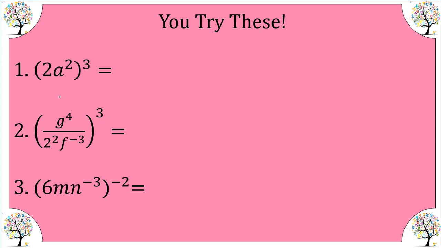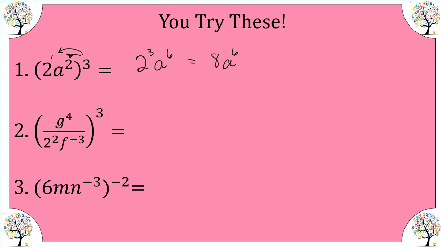Okay, guys, number 1, we have 2 factors, 2 to the 1 and a to the 2nd, and it's all raised to the power of 3. So we are going to multiply 3 times every exponent. 2 to the 3rd times a to the 6th. This is really 8 times a to the 6th if you were asked to evaluate.